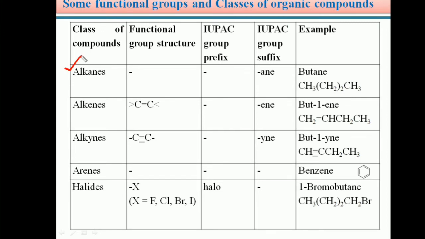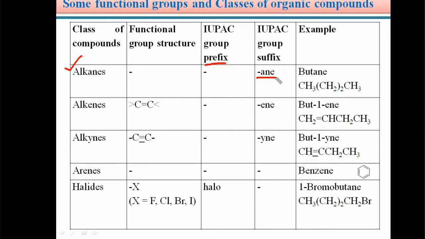Alkanes, students, are saturated hydrocarbons. So there is a single bond between the carbon atoms which are bonded together: C single bond C single bond C. For the alkanes functional group structure, there is no specific structure because there are only single bonds between carbon atoms, and there is no IUPAC prefix. There is no prefix for alkanes, but it has a functional group suffix, that is ane.